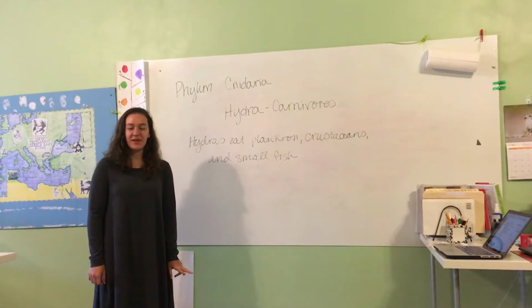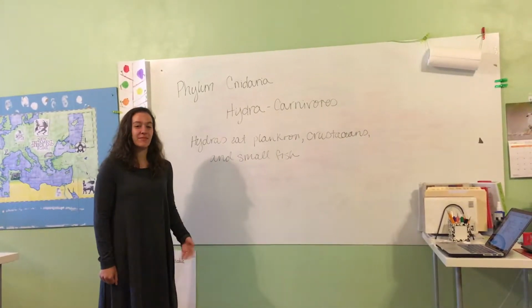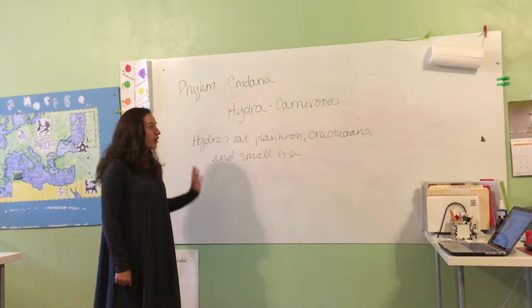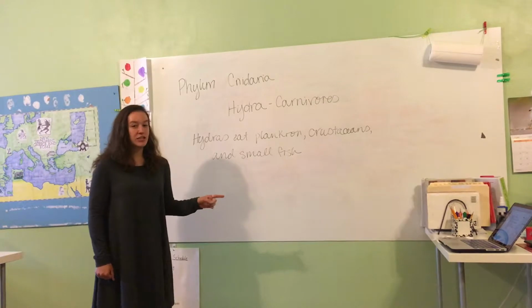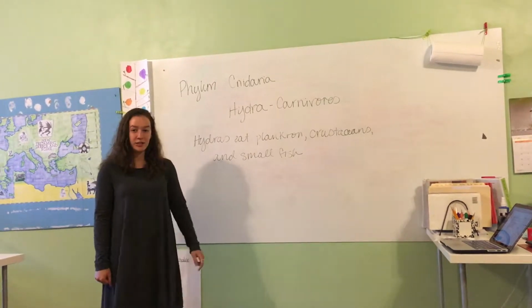Our second phylum is the phylum Cnidaria. An example of these are our hydra. They are carnivores, as we saw in lab. Hydras eat plankton, crustaceans, and small fish.